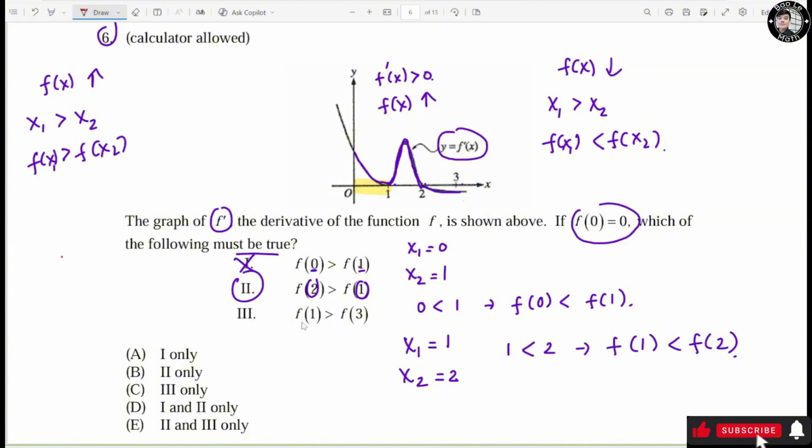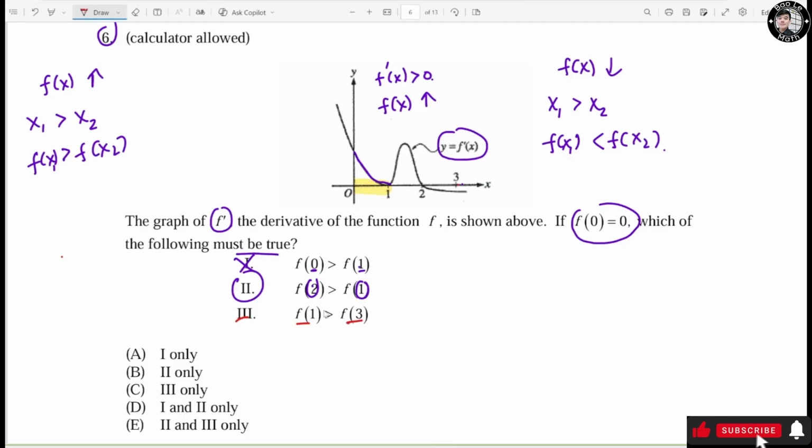Now number 3, f of 1 greater than f of 3, right? From 1 to 3, the function has 2 portions, right? So we look at this one from 1 to 2. We have the larger positive area, right? And from 2 to 3, we have the small negative area, right? So the positive area is clearly larger than the negative area. So overall, you have f of 3 greater than f of 1, right? But this says f of 1 greater than f of 3, so this one is wrong, right? So the answer must be B.